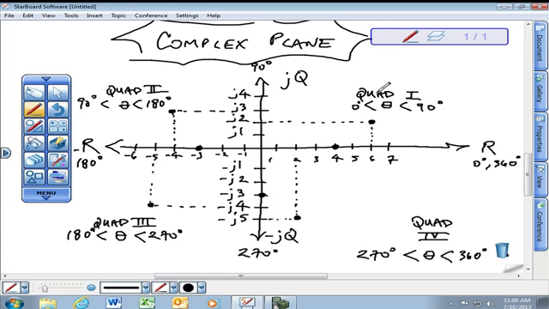That's so important to get right: quadrant 1, 2, 3, or 4. Complex numbers, the combination of real and imaginary, reside in one of these 4 quadrants.